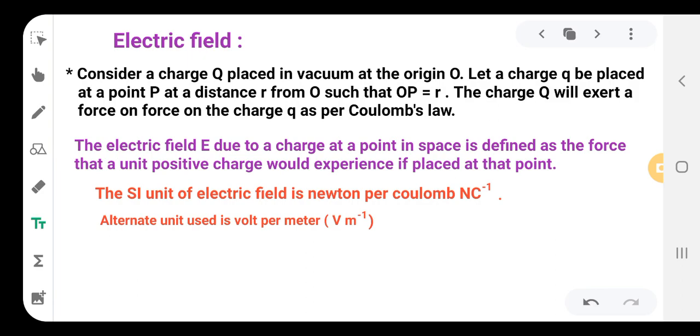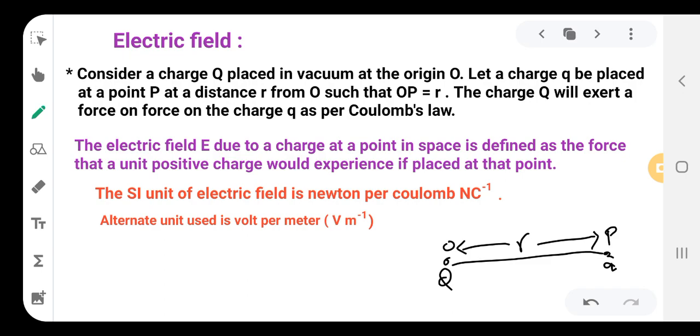So what is the electric field? Consider a charge Q placed in vacuum at an origin O. Let a test charge small q be placed at a point P at a distance r from O, such that OP equals r. Here we consider the source charge Q at the origin O, and another test charge small q at a point P. The distance between O and P is r.